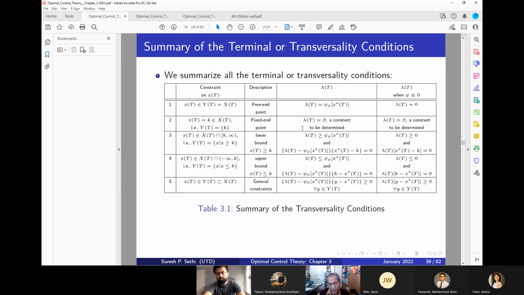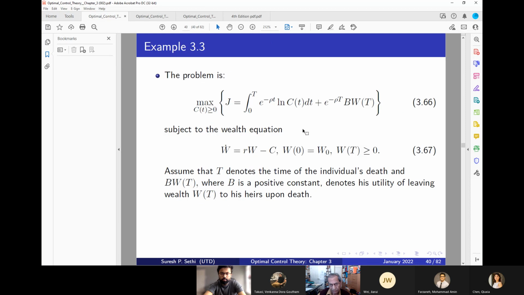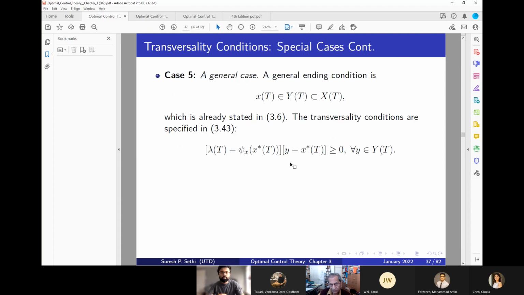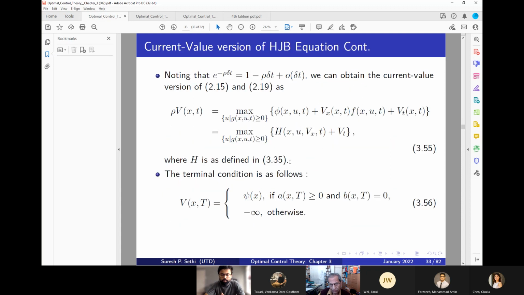So if there are no more questions on this, we're going to solve the problem using the half-fixed condition. Now, remember, we already had this problem. We solved this problem when we fixed the terminal wealth to be 0. That's a fixed endpoint problem, and we had a constant to be determined. So let's go back to that problem.